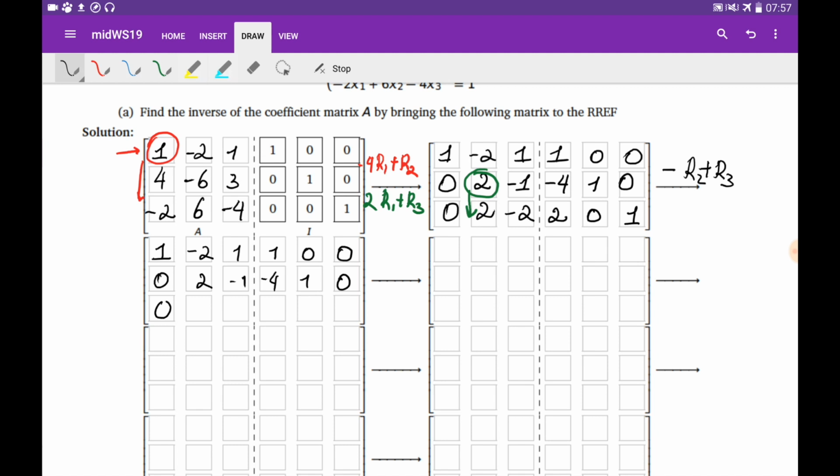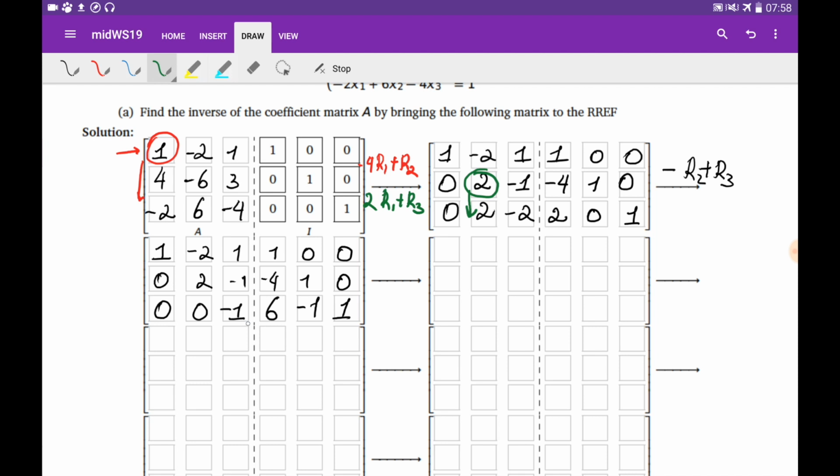It's going to be 0, 0. Minus 1 multiplied by minus 1 is going to be plus 1. And if we add this, it's going to be minus 1 here. Minus 4 multiplied by minus 1 is 4. Plus 2 is 6. Minus 1 and 1. So this is almost in the reduced row echelon form. This matrix is already in the row echelon form.